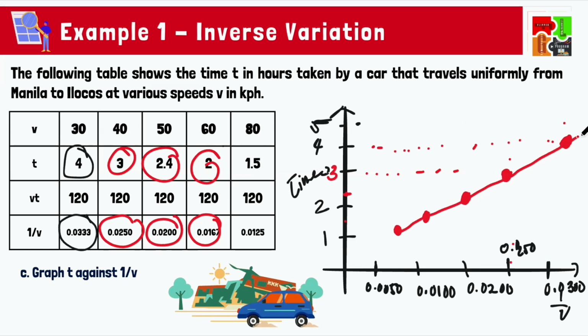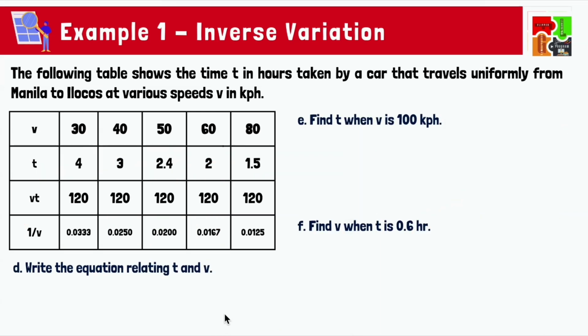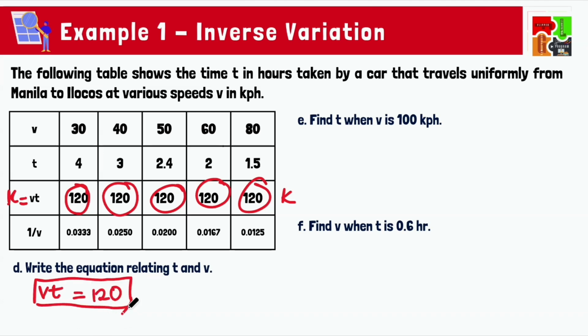And as you can see, that is a straight line as well. Okay? So, for you to be able to see that that is a linear, kailangan mong gamitin to. Now, for our fourth task, we will write the equation relating to t and v. From the first given, we have the 120 as a constant. Constant is equal to v times t. Then, we all know na yung v and t natin is equal to 120. This is gonna be the equation relating to d and v.